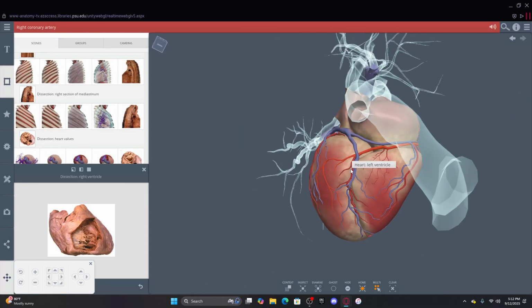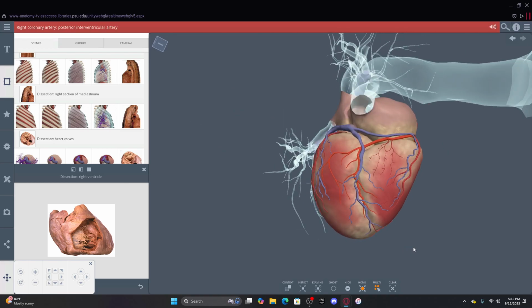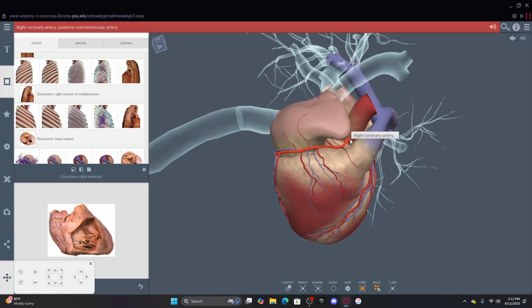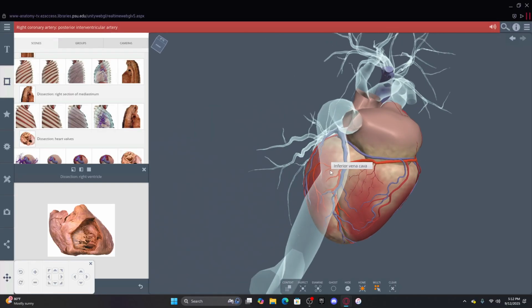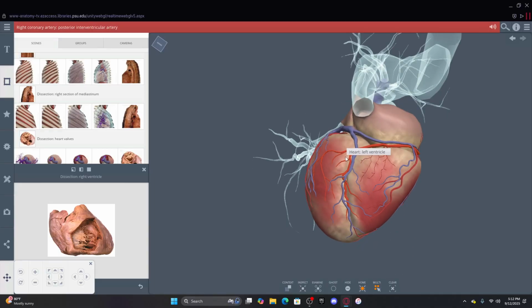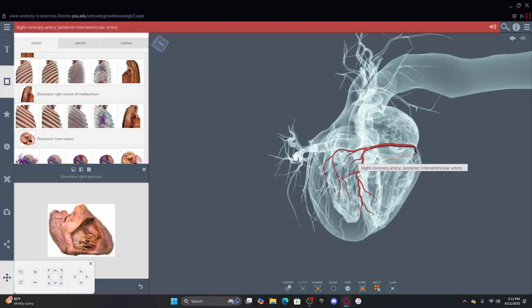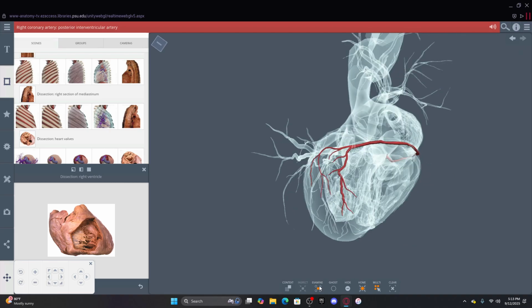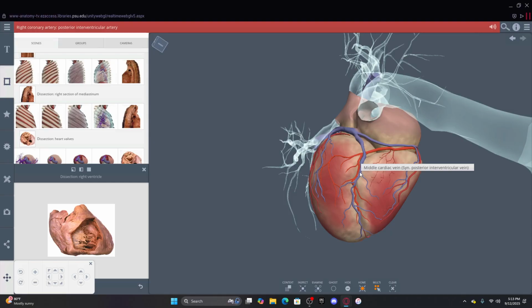Examine it. Our right coronary artery branches into our posterior interventricular artery, right? The right coronary artery comes from the ascending aorta and wraps all the way around to the posterior of the heart. In the posterior interventricular sulcus, the right coronary artery branches into the posterior interventricular artery. If I examine here, you see the posterior interventricular artery, and running with it is the middle cardiac vein, right?